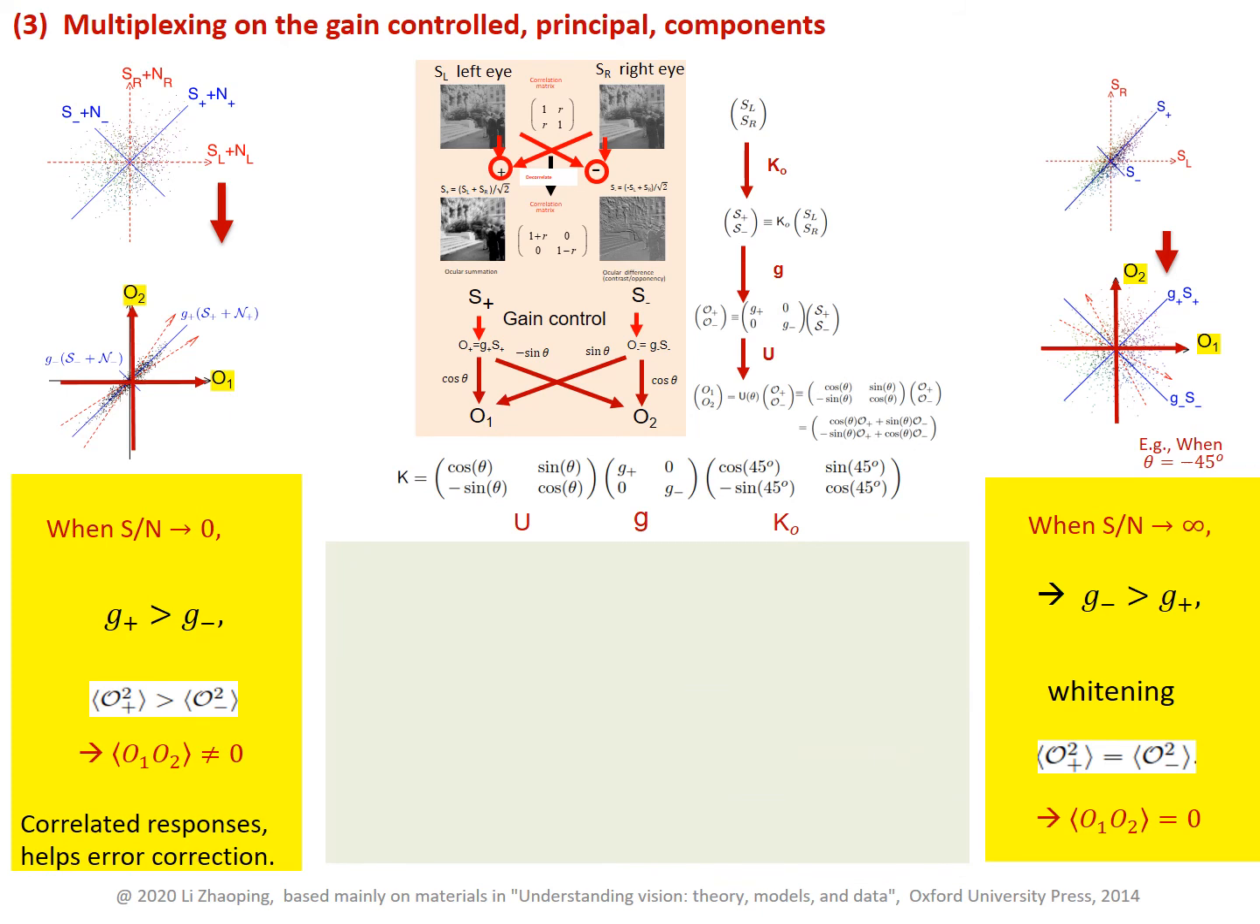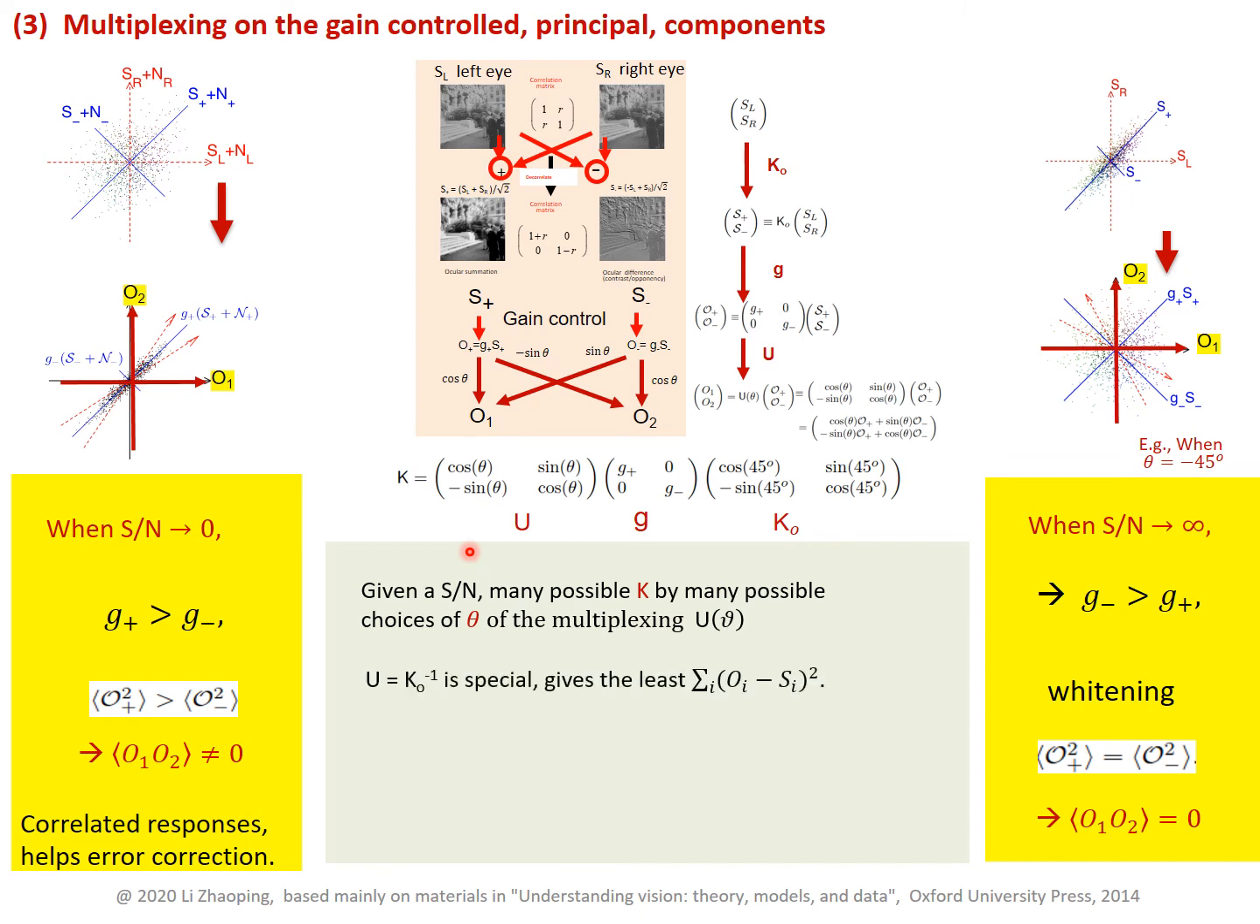Whether you have a high signal-to-noise ratio or low signal-to-noise ratio, given any signal-to-noise ratio, you will have many possible transformations K, okay? Simply because you have many possible transformations U, so many possible choices of theta. And so there is a group of most efficient coding solutions in our definition of the objective function EK. However, among these, there is one U multiplexing that's special. That's when the U is the inverse of K naught.